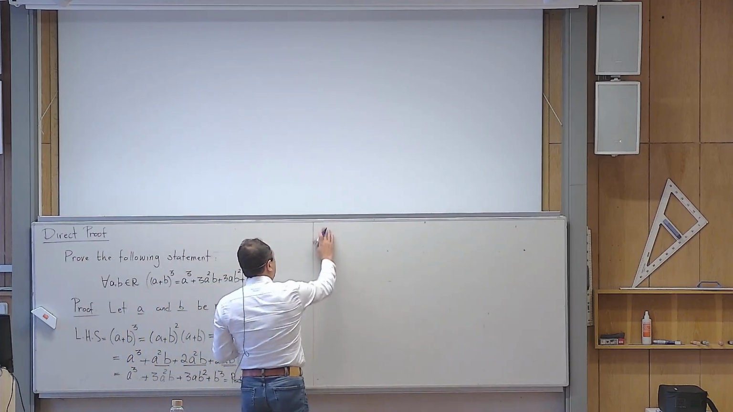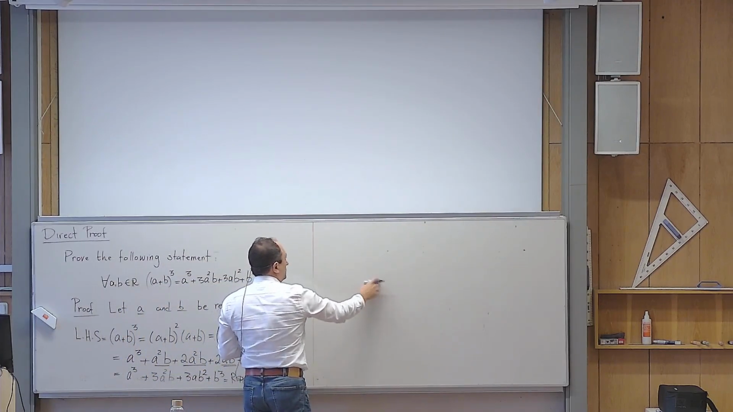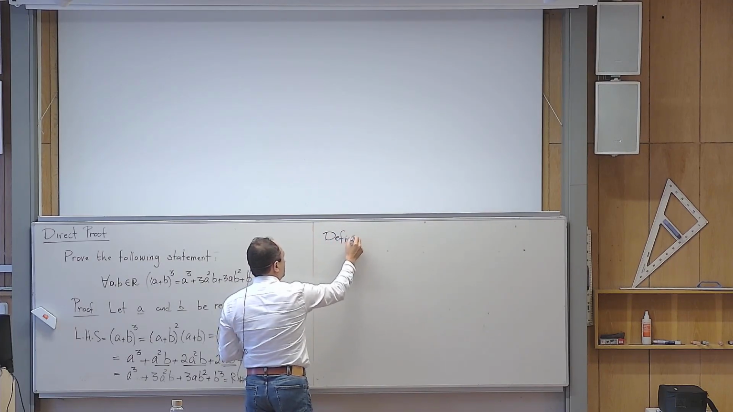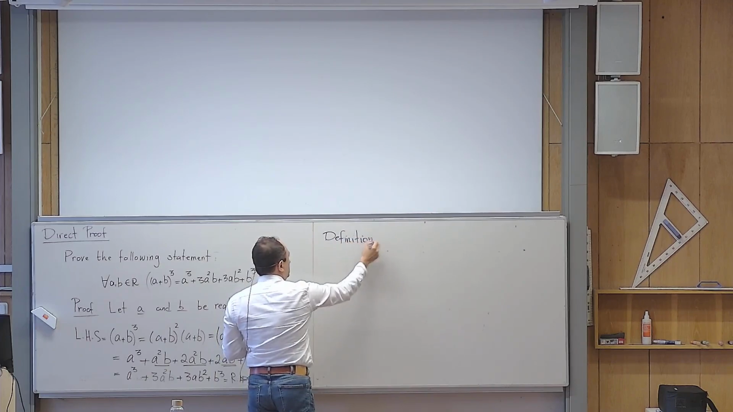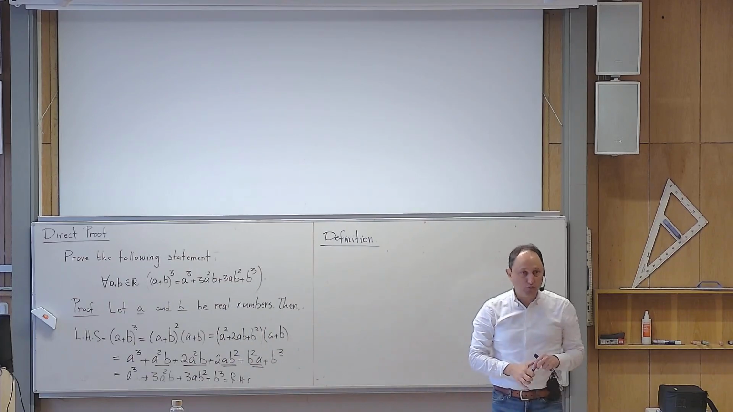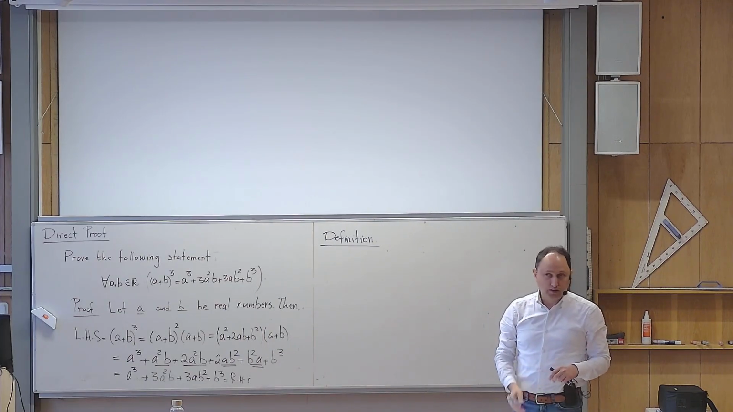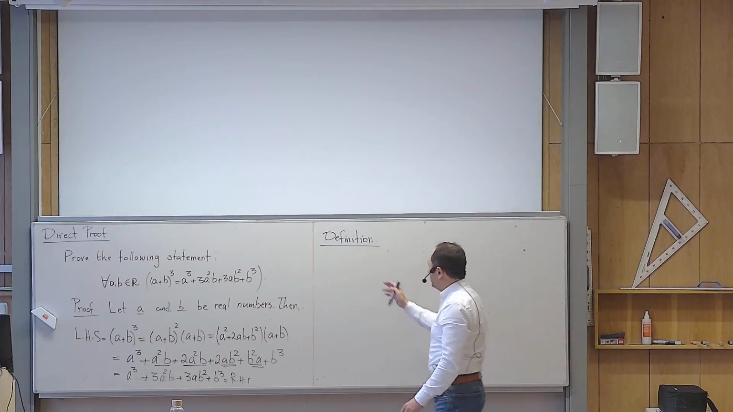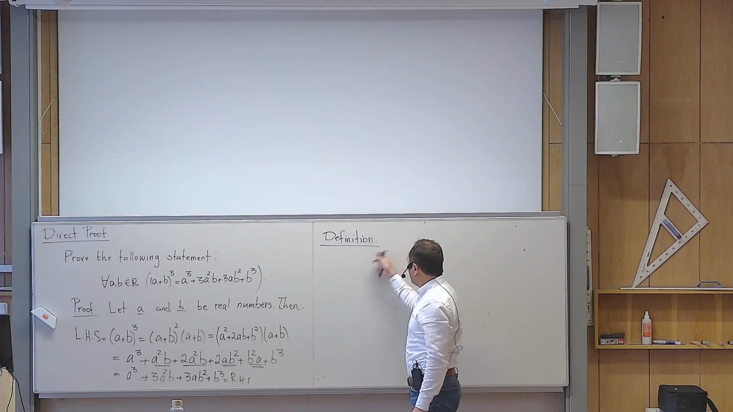So, you know what an odd number is, okay? But I want you to write a definition for an odd number for me. Because in this part of the course, we want to practice how to write properly. I want you to define an odd number for me.